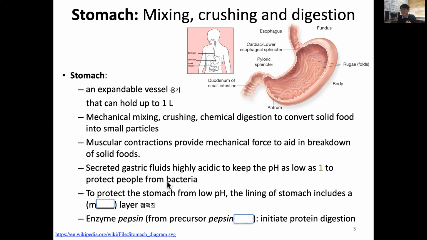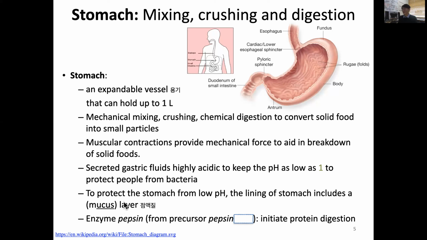But think of it, this is highly acidic. How can we protect our stomach itself, which is also composed of proteins? We have our own strategy. The lining of the stomach includes a layer which protects the stomach itself from this acidic gastric fluid, and that's what we call a mucus layer.